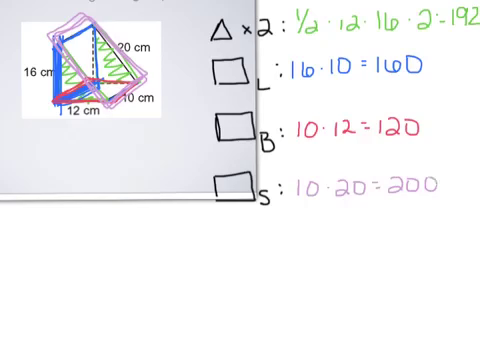And then let's add my surfaces together. So I'm going to add 192 plus 160 plus 120 plus 200. 280, 480, 580. I think I got 572. But I did that in my head, so please somebody check me. I got 672. You did get 672?